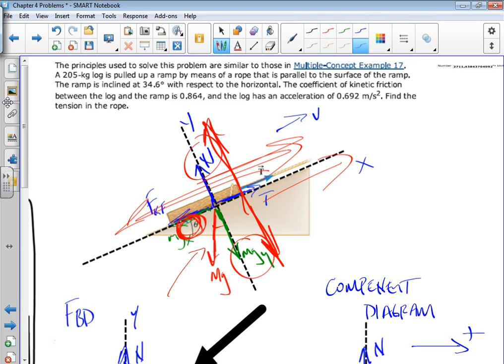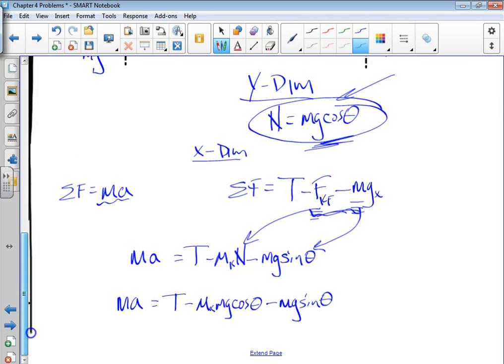So they want the tension. They're looking for the tension in the rope given all this stuff. They give us the mass of the log, thank you very much, the angle, the coefficient of kinetic friction, the acceleration even. So we got a bunch of stuff. In fact, one of the things I like to do is when I have an expression like I have down here, I like to check off what I have and what I don't have.